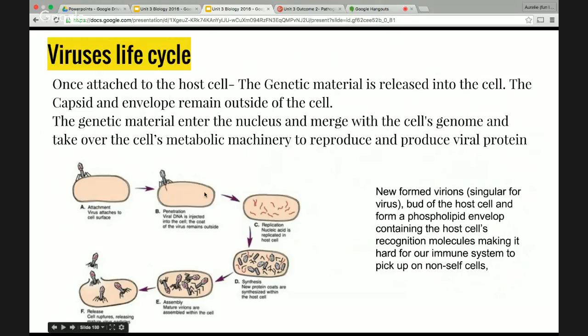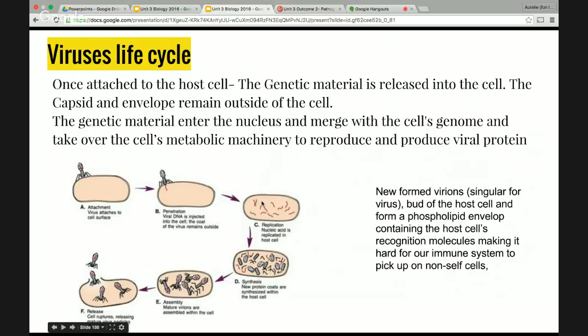The genetic material then enters the nucleus and merges with the cell's genome. So basically, the genetic material from the virus combines with the DNA from the host cell. Then that takes over the cell's metabolic machinery to reproduce and produce viral protein.